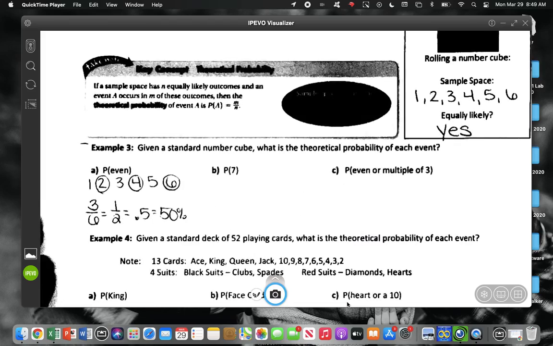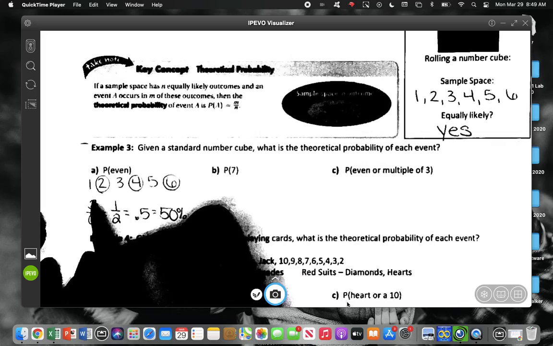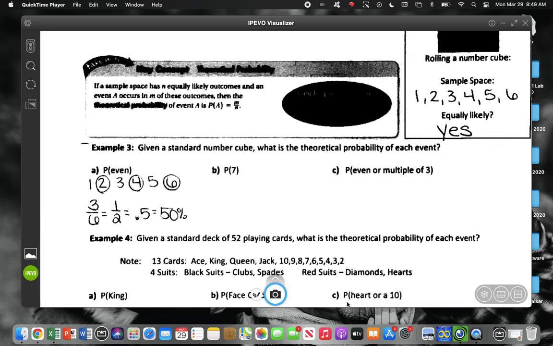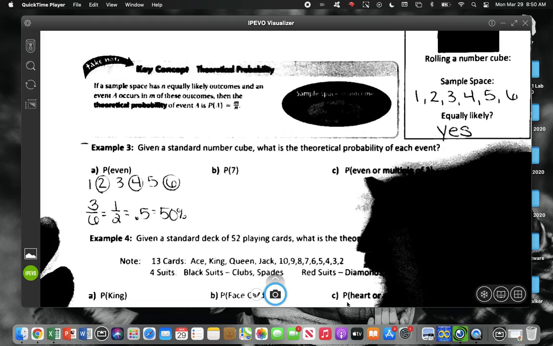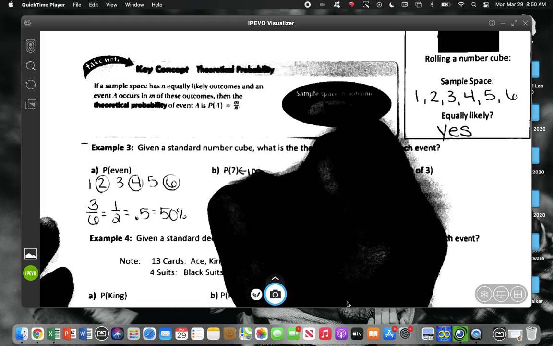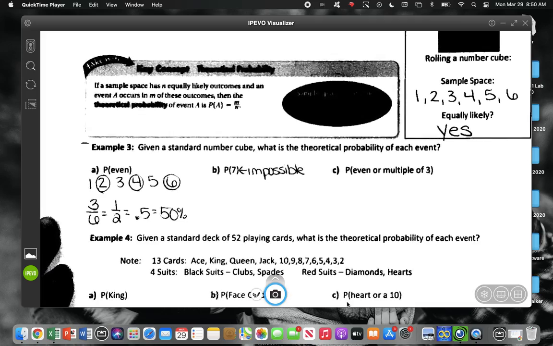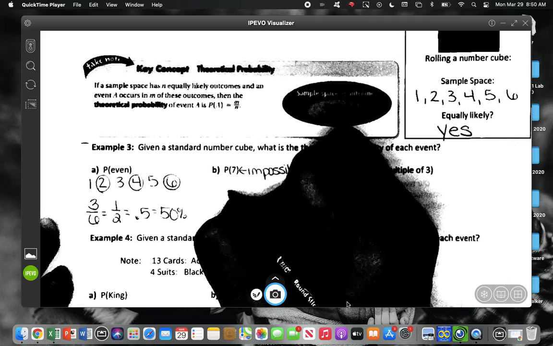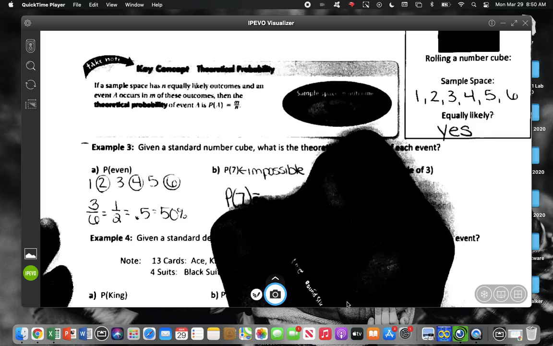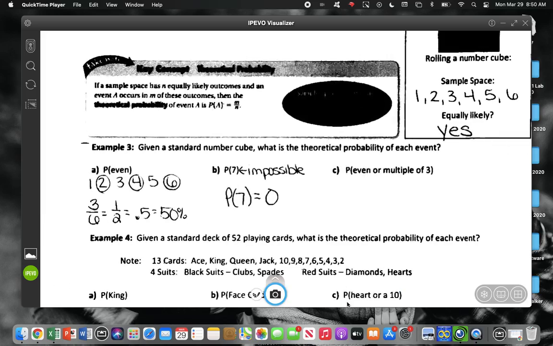Now, do you think I want you to write out the sample space and circle those every time? I want you to just go straight to the fractions, but I do want you to see this. Now, what's the probability of rolling a 7? 0. Why? There's no 7. It's impossible. There's not even a 7 on there, so it's impossible. So the probability of rolling a 7 is 0.